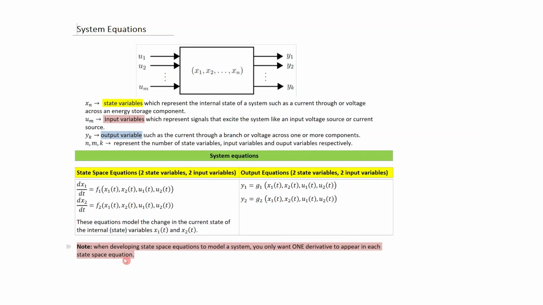All right, so just as a reminder, when developing state space equations to model a system, you only want one derivative to appear in each state space equation. All right, so here are two state space equations that we're dealing with here.